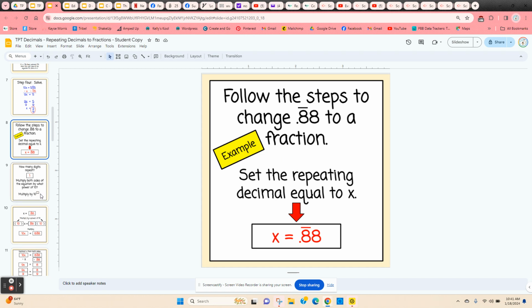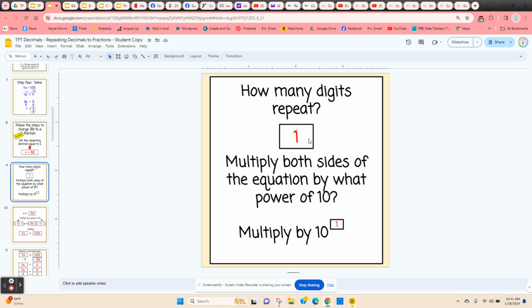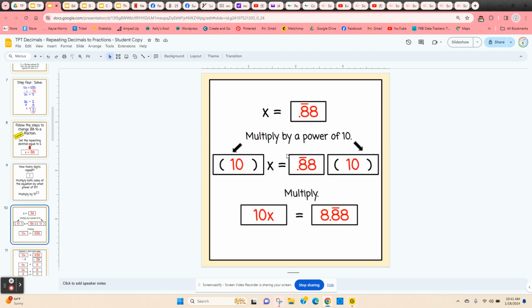Step 1. How many digits repeat? 1 digit repeats. So we're going to multiply by 10 to the first power. These two numbers have to be the same. Multiplying by a power of 10, 10 to the first power is just 10, so that's all they have to type in is 10.